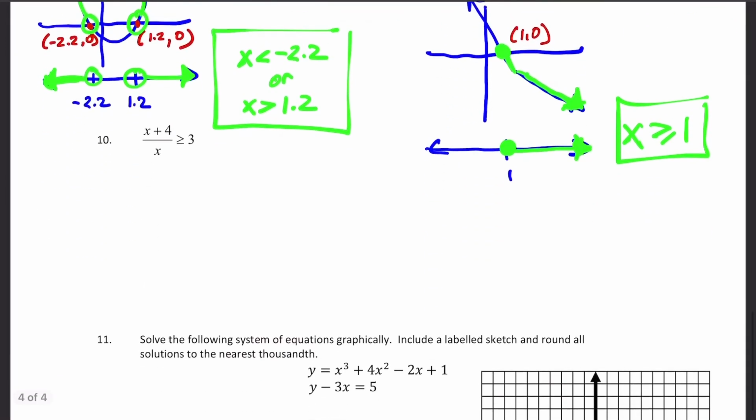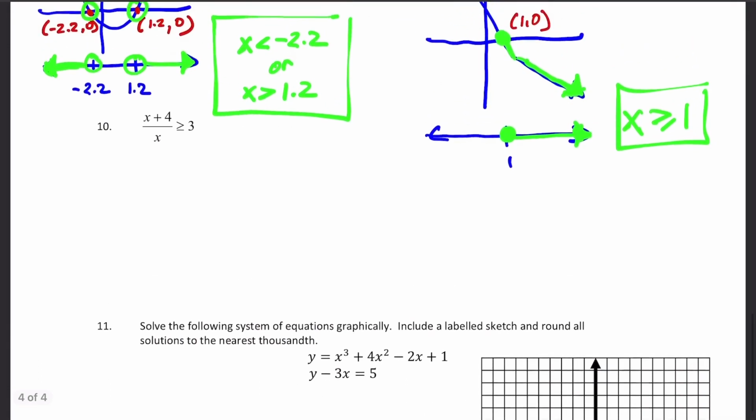All right, we finally made it to our almost last one. Question 10, rational inequality graphically. Set it to 0. x plus 4 over x minus 3 is greater than or equal to 0. And put this into y1. I don't want to do any algebra. Don't combine them into a single fraction. That's only for an algebraic solution.